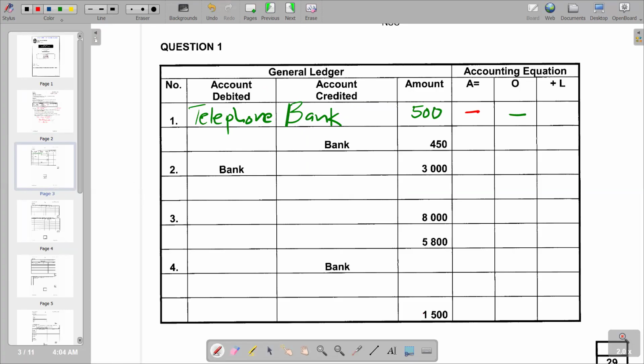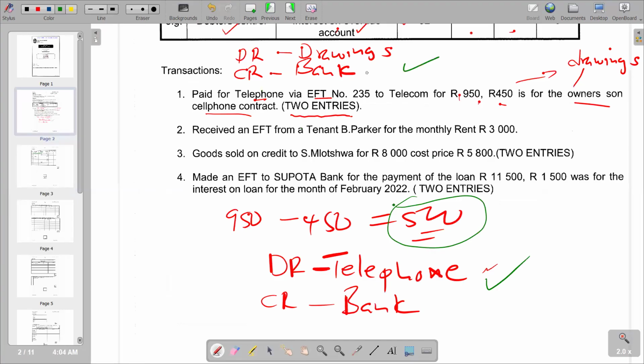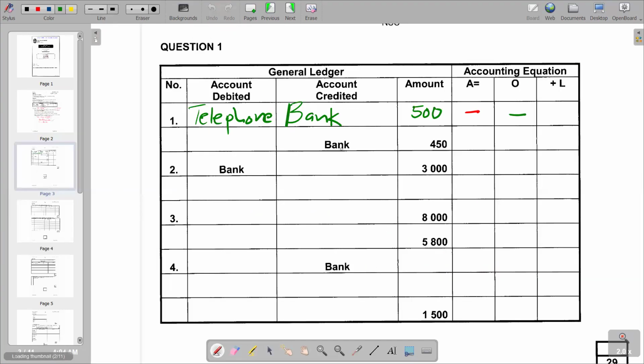Then we go to the next part of our question. Remember, we also have the second double entry, where we are supposed to debit drawings and credit bank. We have bank pre-entered, so we are just going to put our drawings on the debit side.